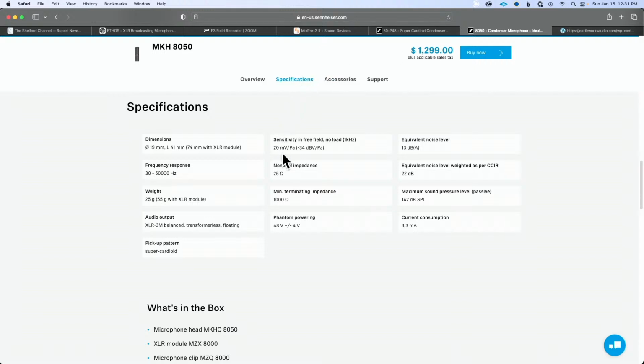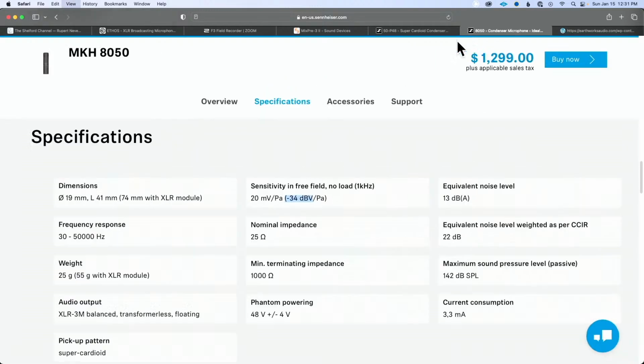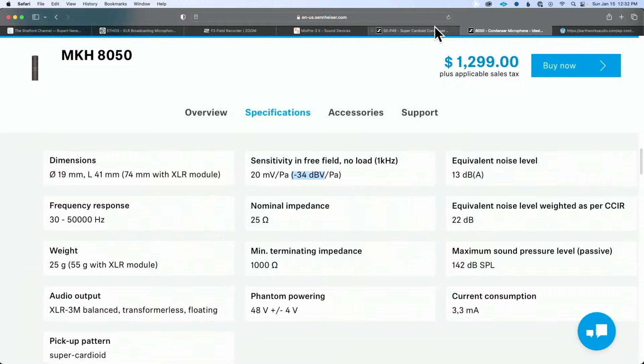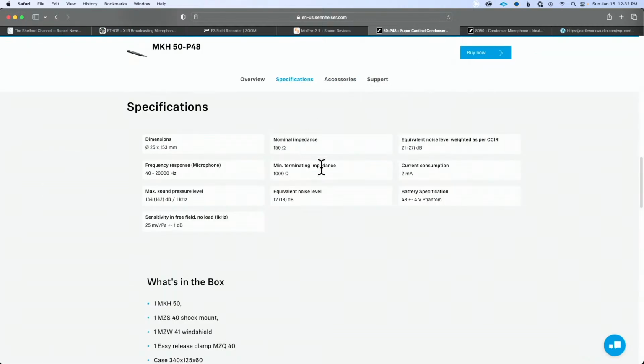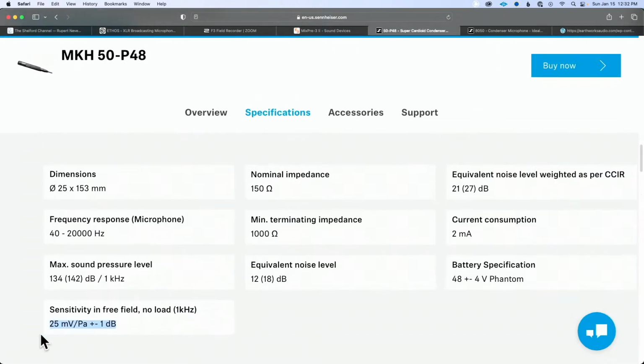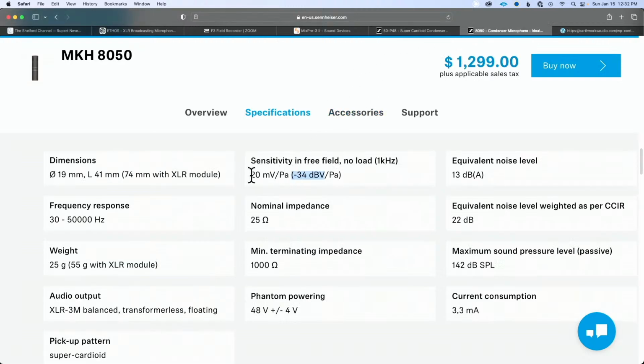First of all, sensitivity. I usually end up looking at this spec here, minus 34 dBV. I'm going to make that a little bigger, and scroll back down. Minus 34 dBV. That's the sensitivity. It's going to refer in part to its output signal strength. And they specify this one a little bit differently. Let me make that bigger as well. Okay, so 25 millivolts per Pascal. Let's go back to the 8050. And that's going to be 20 millivolts per Pascal. So they're not exactly the same.